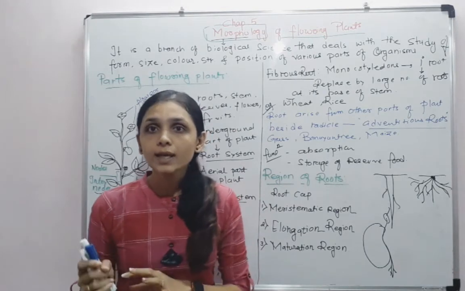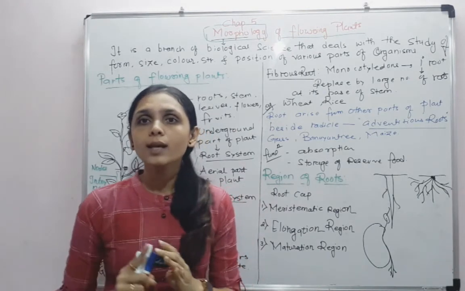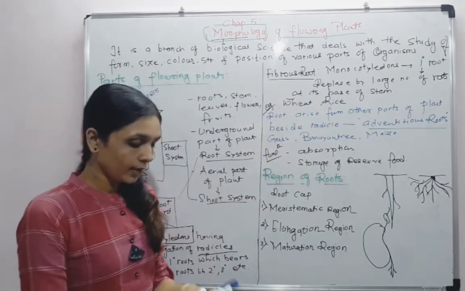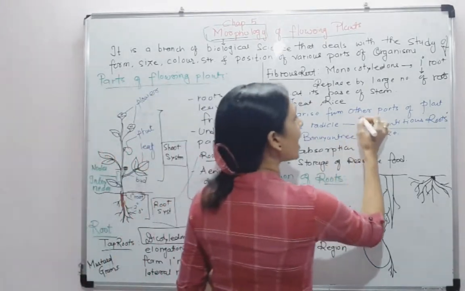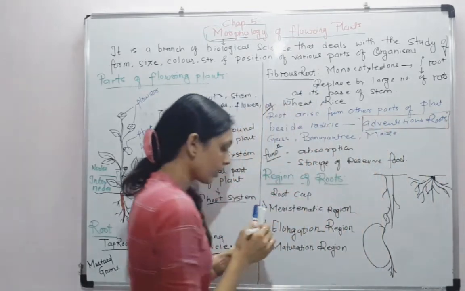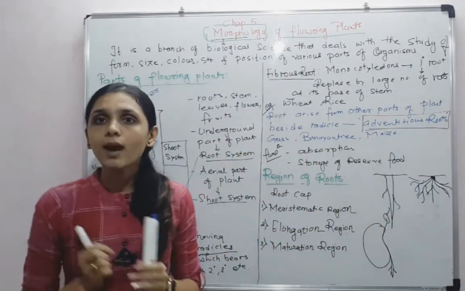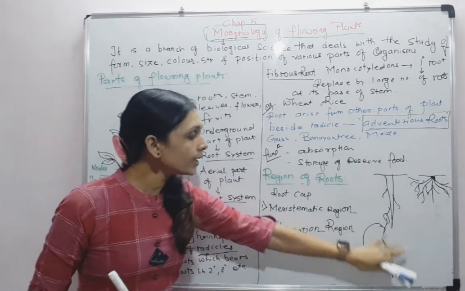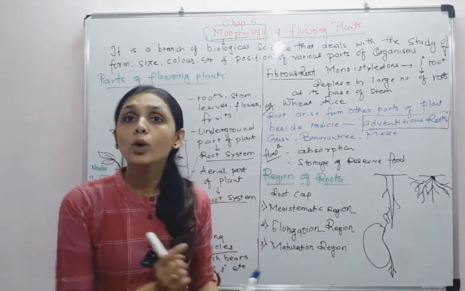Now, all the roots we have discussed arise from where? The radicle. Now there is another thing you have to remember: adventitious roots. If any root arises from a part other than the radicle, that is known as what?